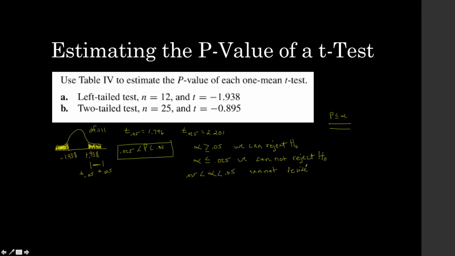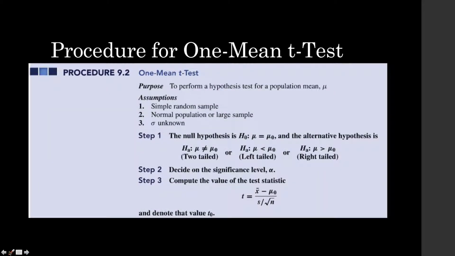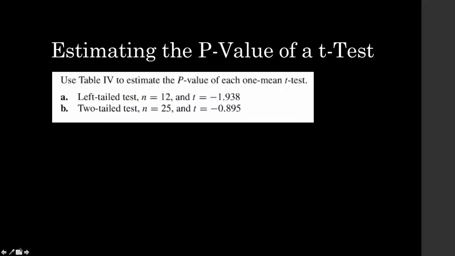All right, so that's letter A. Let me erase this and come back, and we'll do letter B. For letter B, it's a two-tailed test. N is 25, t is negative 0.895. So think of your t-curve.